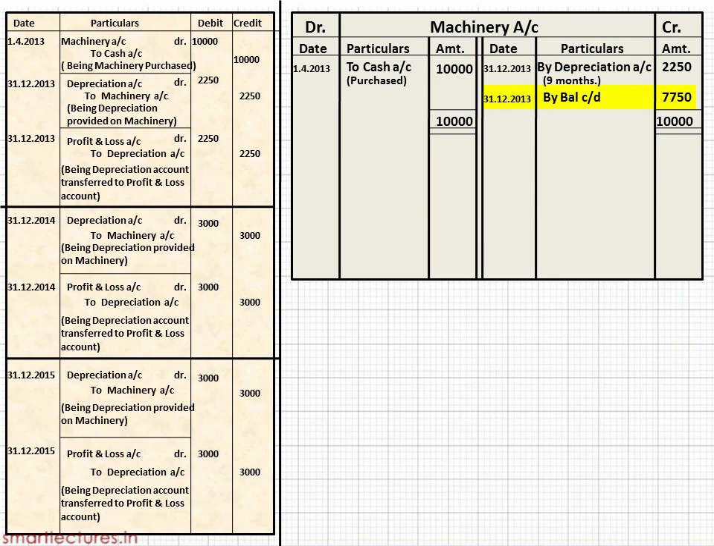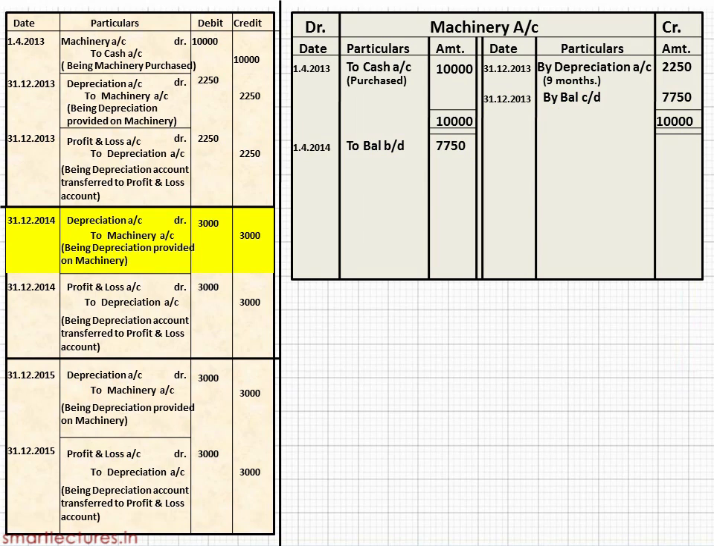So the total on both sides is 10,000. Balancing figure means the figure you provide to balance both sides. Now this by balance CD will become to balance BD on the debit side. So on 1st April 2014, to balance BD 7,750. Then on 31st December 2014, have a look at the journal entries.